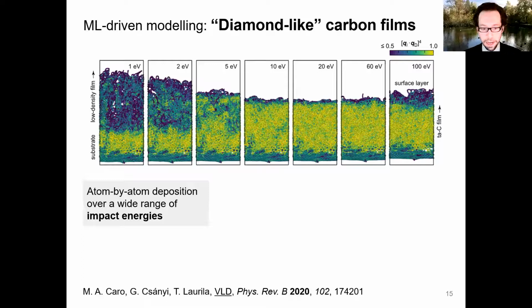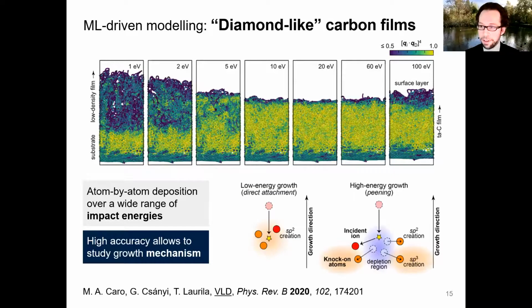So by describing these deposition mechanisms over a wide range of energies, not only do we get nice structures to look at and just enjoy looking at, but we can also infer something about the mechanism by which these films grow. So what we've extracted from the simulation trajectories over many, many events is this picture here, where if you have carbon atoms at low energy attaching to the surface, they grow sp2 structures directly around the impact site. Whereas if you shoot atoms on the surface with high energy, you induce a process which is called pinning.